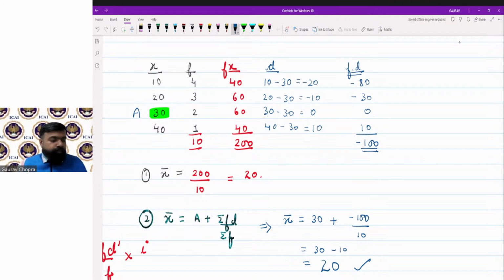Okay. So Abhishek Vishwakarma has given the answer and Kirti has also given the answer. Great. So this is discrete series. So in this manner, we can calculate arithmetic mean. All right.